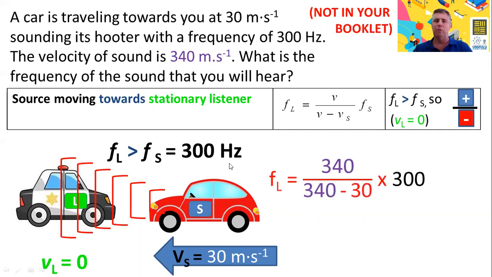Then it's simply a matter of substituting in. V is the velocity of sound, which we substitute top and bottom, 340. 30 is the velocity of the source, which we get from the question. And 300 is the frequency of the source we've identified here. That really is a very simple substitution. And then all that is left is to solve. And we get an answer of 329 hertz. Let's check, is it greater than the frequency of the source? Yes, it is. If we'd got 270, we would expect that we had made a mistake somewhere.